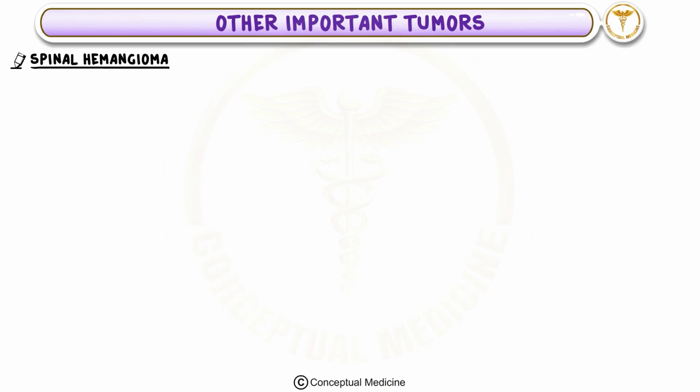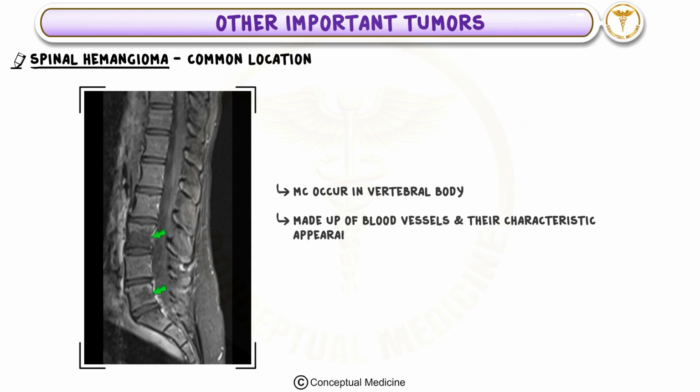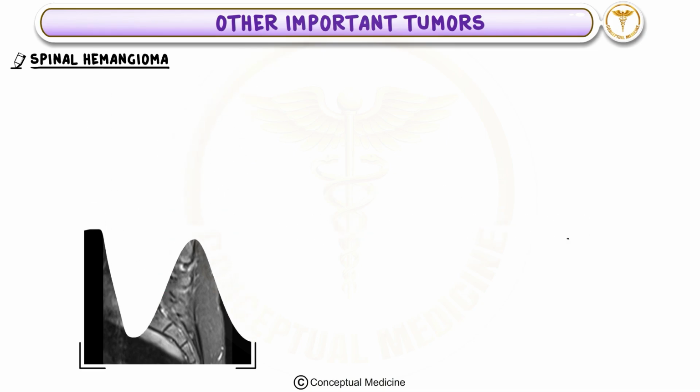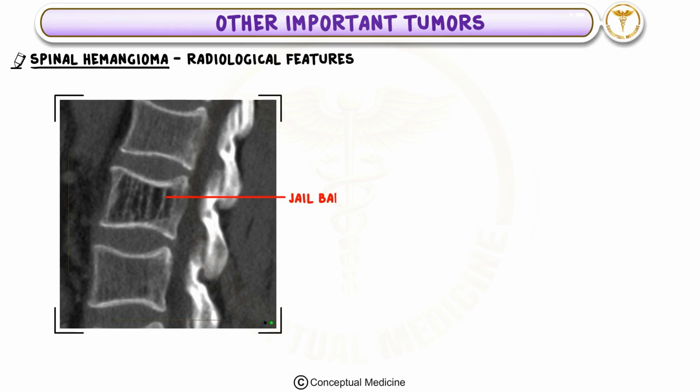Spinal hemangioma. Common location. Spinal hemangiomas most commonly occur in the vertebral body. These lesions are made up of blood vessels, and their characteristic appearance helps in identifying them on imaging. Radiological features. 1. Jail bar or corduroy cloth appearance. On sagittal views, spinal hemangiomas show a classic jail bar appearance, also referred to as the corduroy cloth appearance.